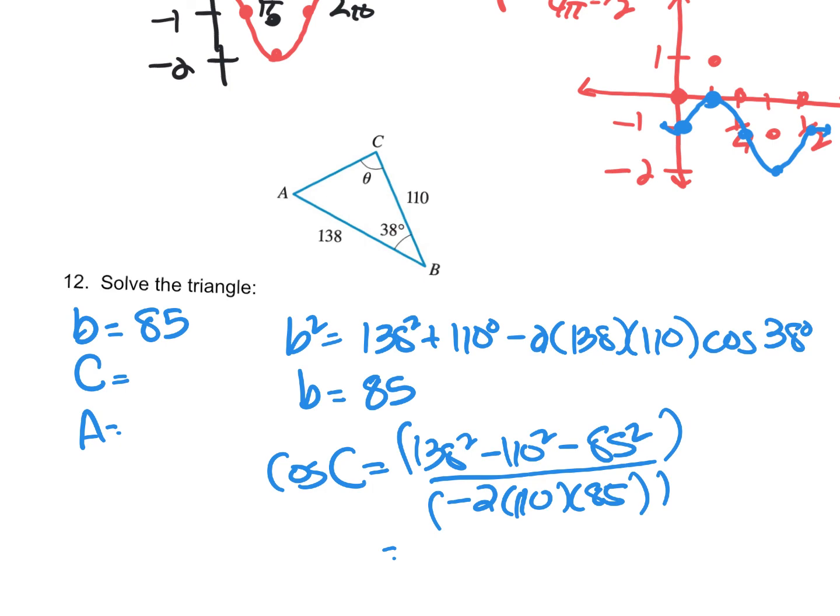All right, when I do that, I'm getting about 89 degrees for C. So I'm just going to go ahead and put that up here, 89 degrees. And if that's 89 degrees, I can do 180 minus the 89 minus the 38 to get my angle A, which is leaving 53 degrees. So there's the whole triangle right there. Law of cosines. Let's keep going.